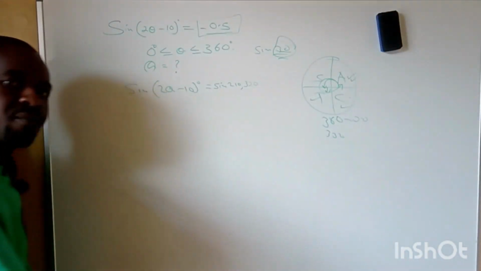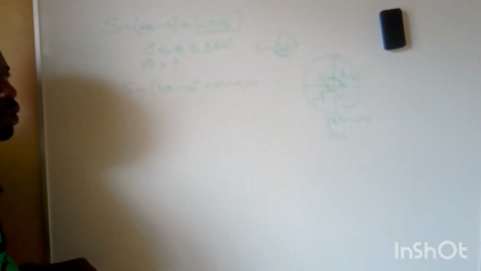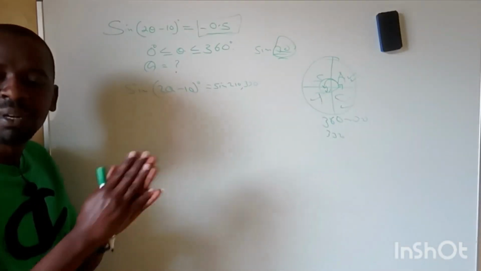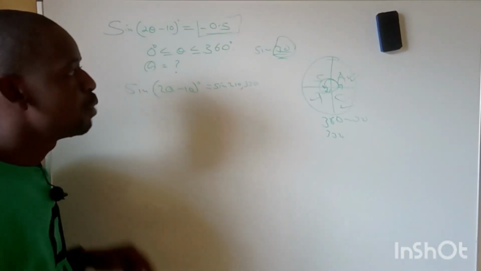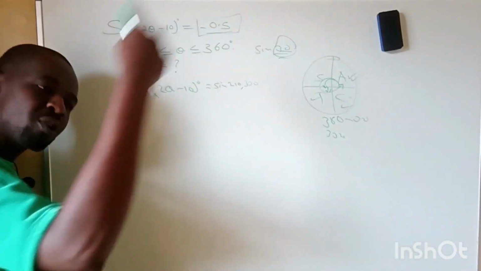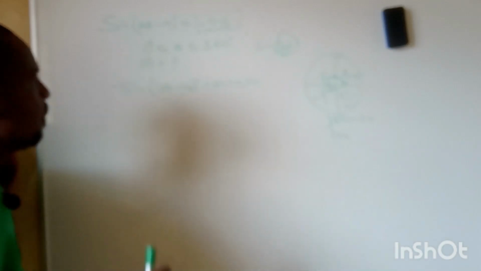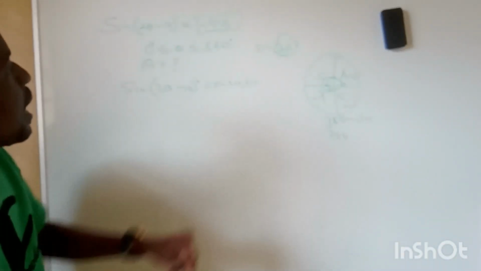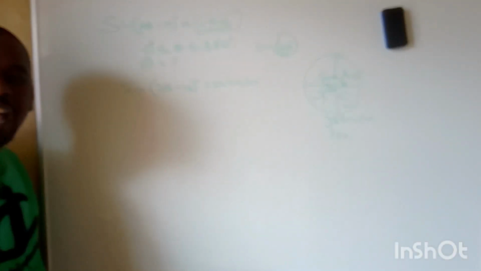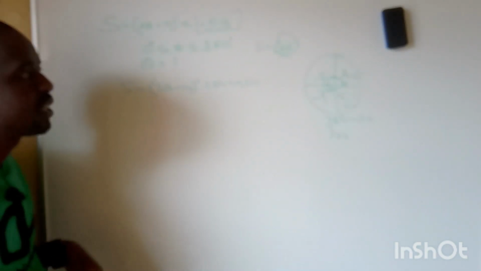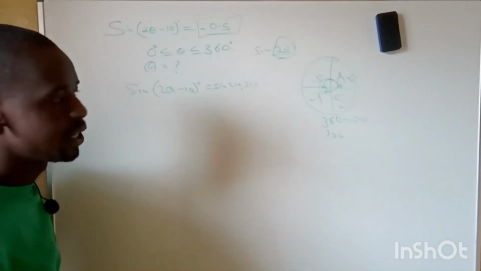Then we have completed the first round. Class, let me tell you, those angles are as many as possible. You cannot finish them, because you can go the first round, second round, third round, fourth round, 100 rounds, and you will still find angles whose sine is negative 0.5. There are as many as you can see. You cannot even finish them.